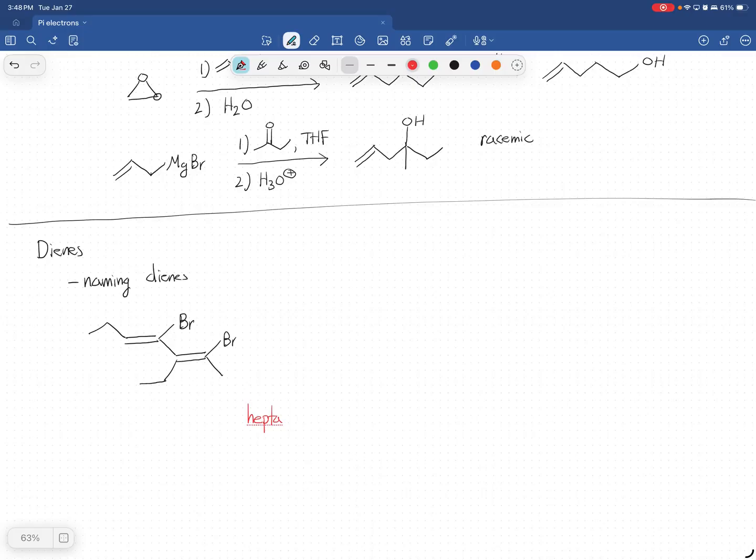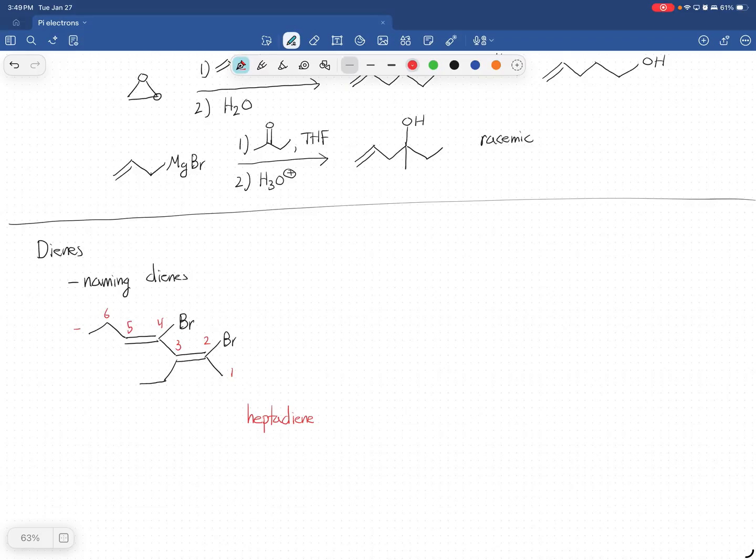And then what goes at the end? It's not an alkene, right? What do we have? Diene. Yeah, you're right. Diene. So let's put diene right here. Diene. All right. So let's number these carbon atoms. So the alkenes, what numbers should we give them?